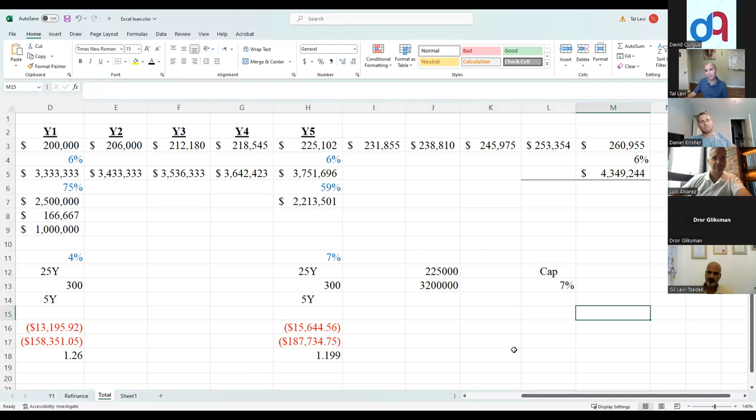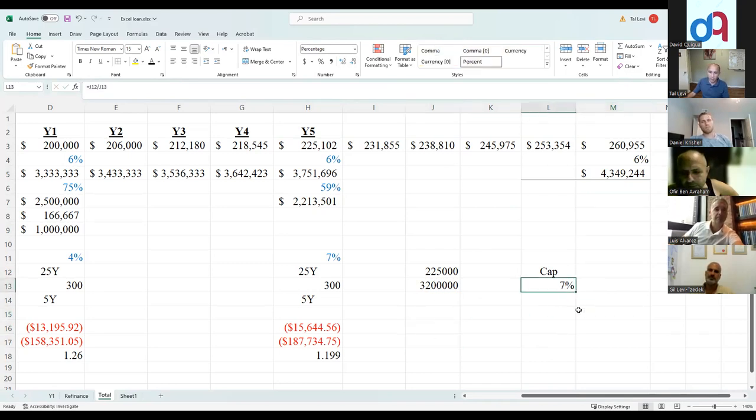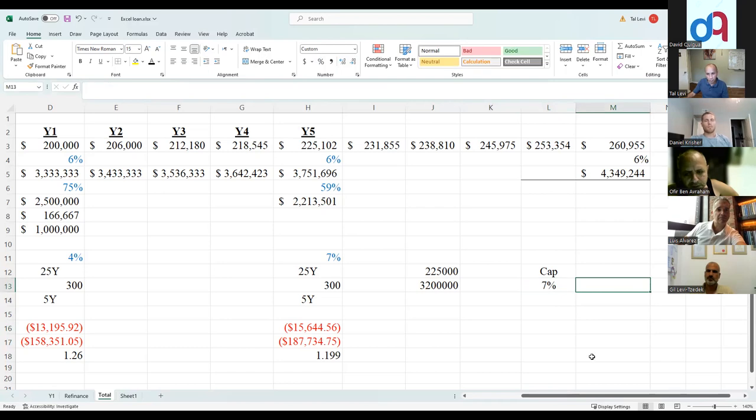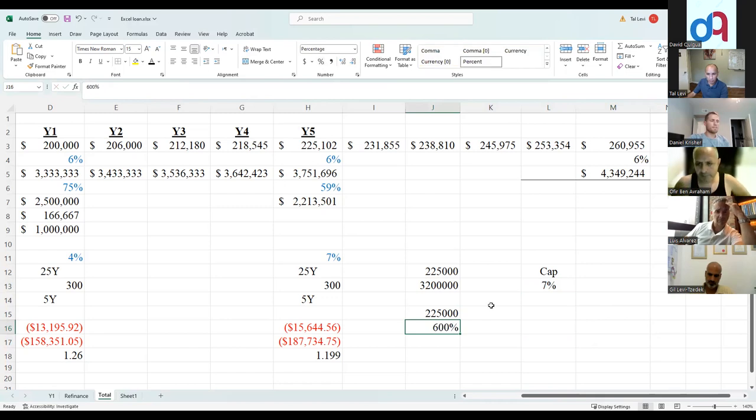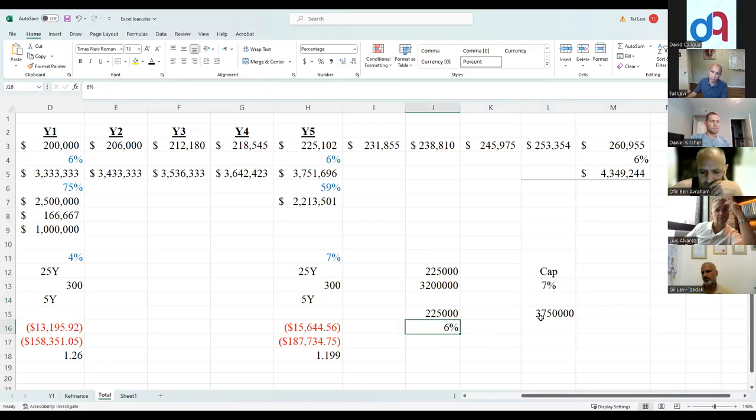We're on the same page? Yep. Why did the NOI go up? I didn't understand. Can we agree that I'm buying this property at a 7% cap rate? Yes. Okay. The NOI went up just on an annual 3% assumption. NOI goes up, that's inflation. If the cap rate was 6, the value of this building was higher. So when cap rate goes down, value goes up.